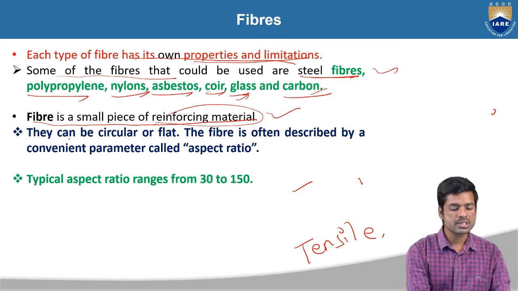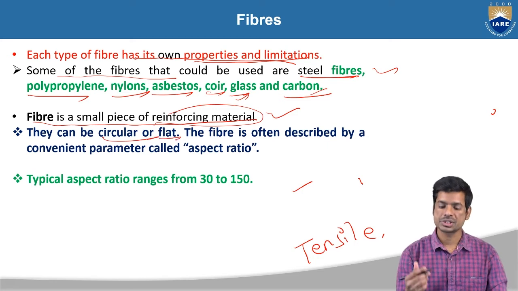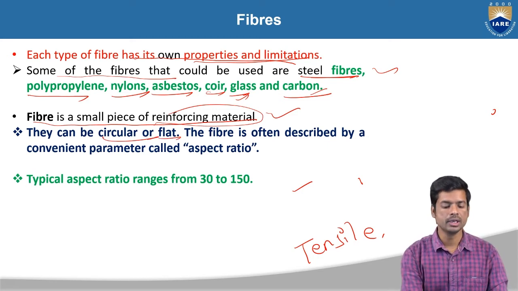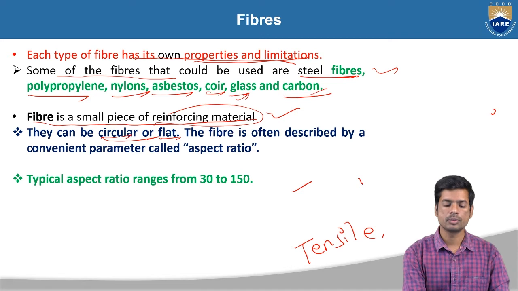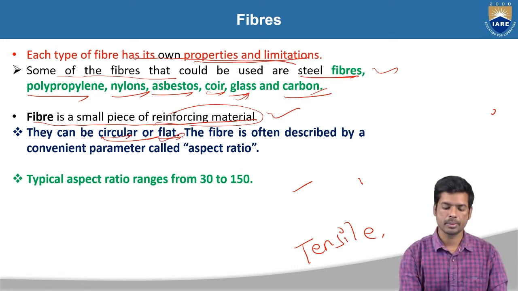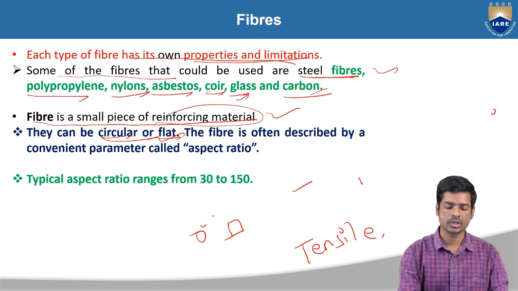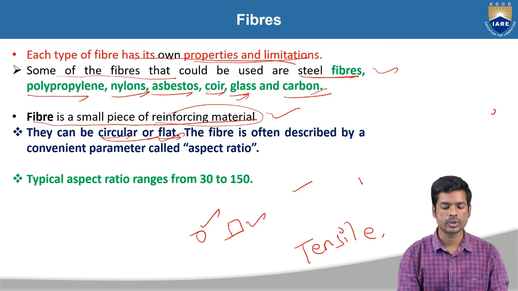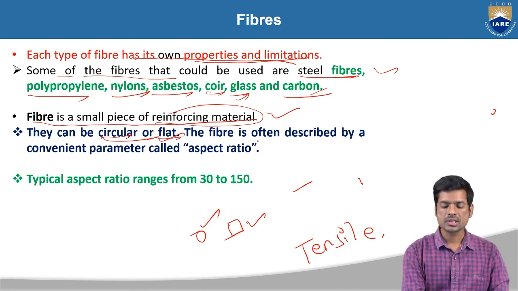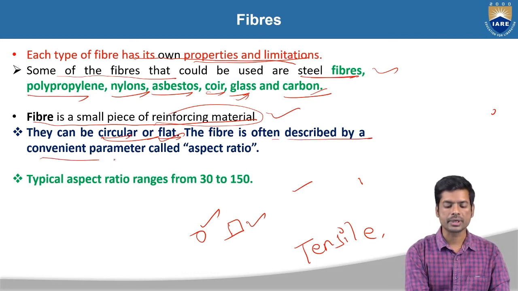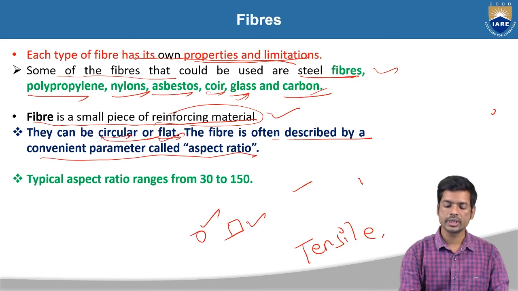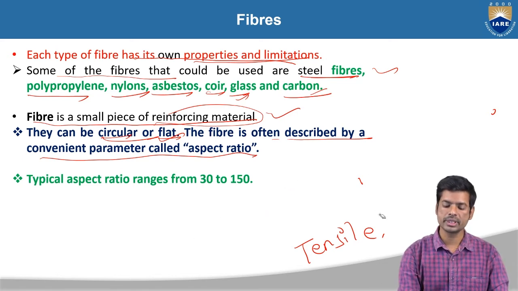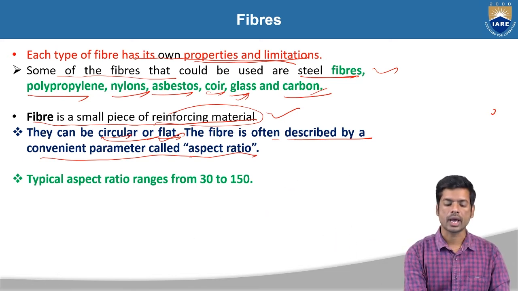They can be circular or flat. The shape of the particular fibers will be circular, or else flat. It may be a square shape also. This is the top view. It may be a circular shape or a square shape, depending upon our requirement. The fiber is often described by a convenient parameter called aspect ratio. So here the fibers will be defined by using aspect ratio.